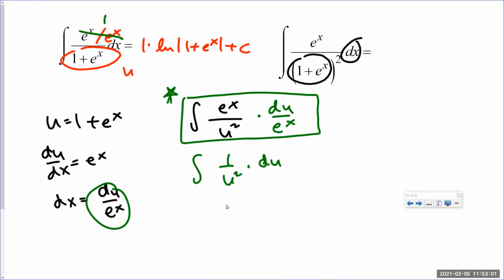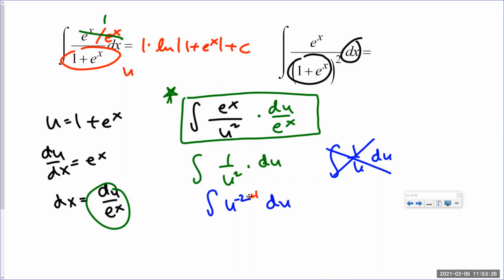Now I ask myself, is this an easy antiderivative or something on my formula sheet? Now, just a warning, it looks like it's on my formula sheet, but if you go to look at your formula sheet, you have a 1 over u, but you don't have a 1 over u squared, okay? So it's actually not an ln problem. It's an easy antiderivative. You just have to move that 2 up, okay?